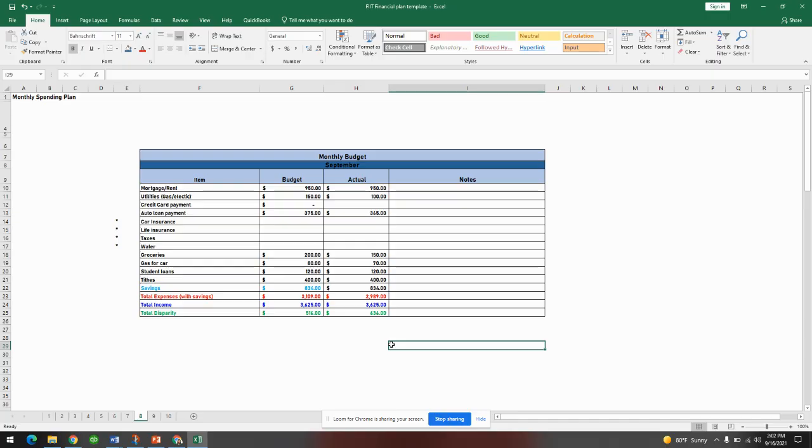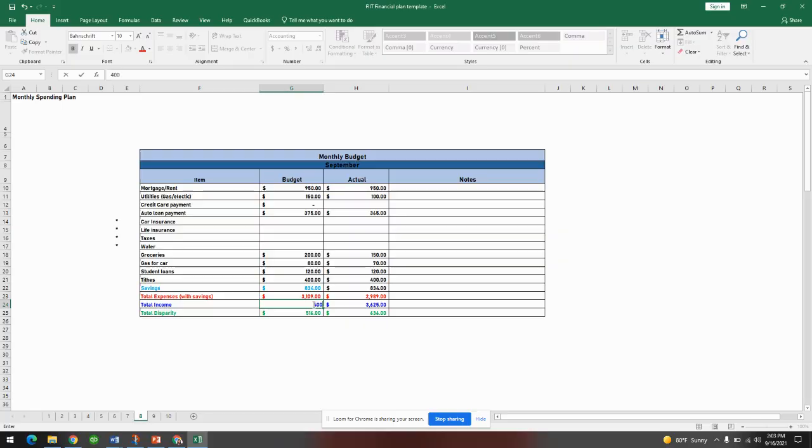Now, let's say you did work overtime and that overtime check came out to $4,000 a month instead of 3625 with your overtime hours. So let's put 4,000 for your income here.